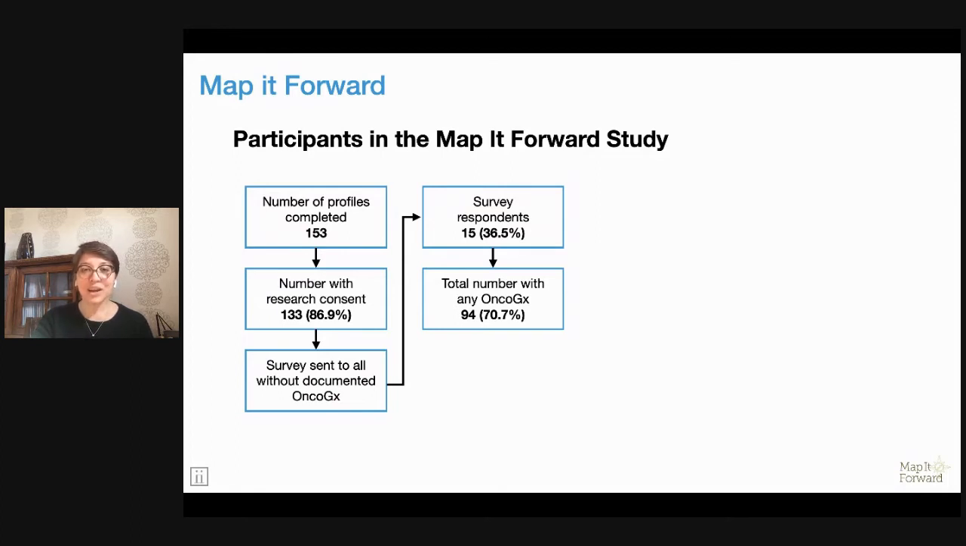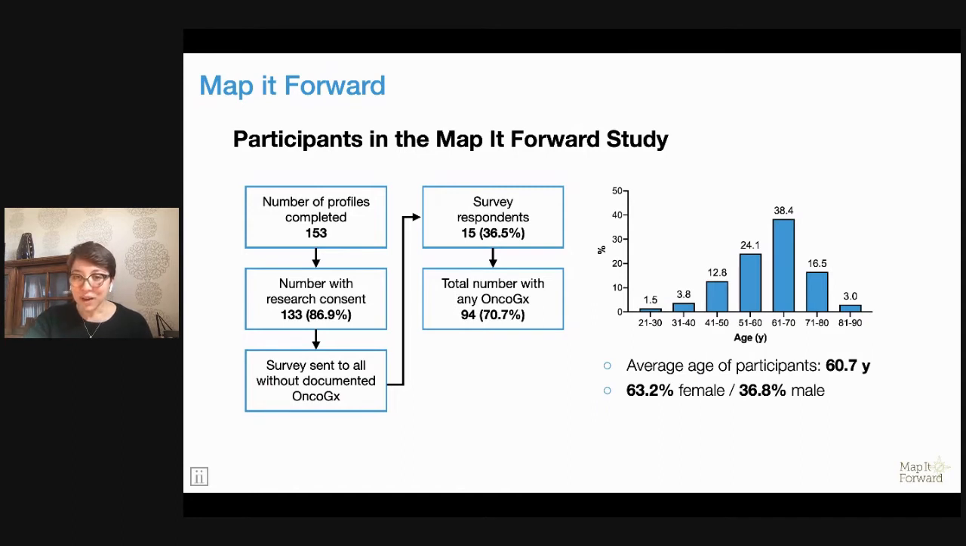And within that, we had a subset that confirmed that they had not had any testing. And we also had 8 individuals who were able to place new requests for records that we went out to collect. So in total, of the 133 participants, 94 had any oncogenomic testing.